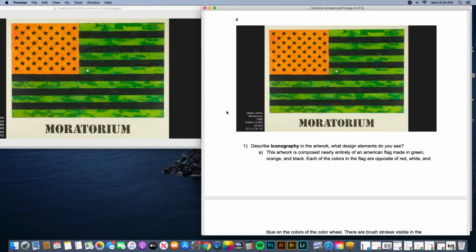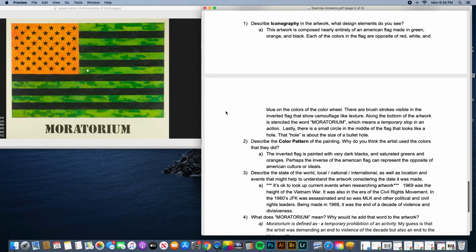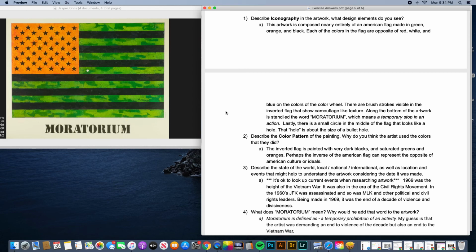Describe iconography in the artwork. What design elements do you see? This artwork is composed nearly entirely of an American flag made in green, orange, and black. Each of the colors in the flag are opposite of red, white, and blue on the color wheel. There are brush strokes visible in the inverted flag that show camouflage-like texture.